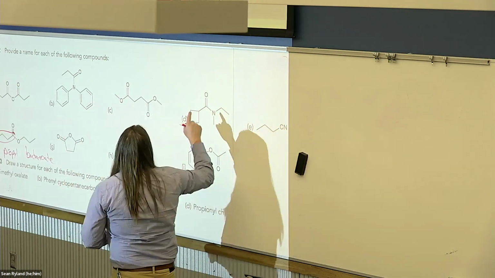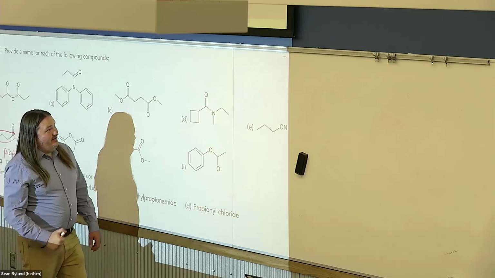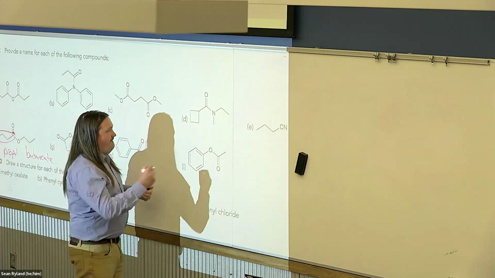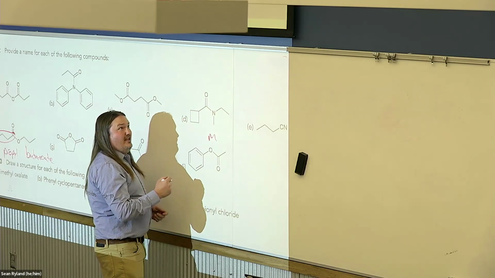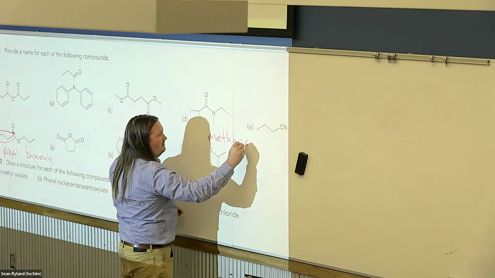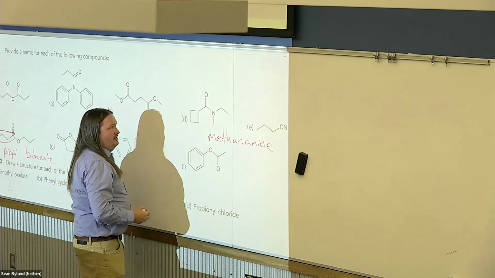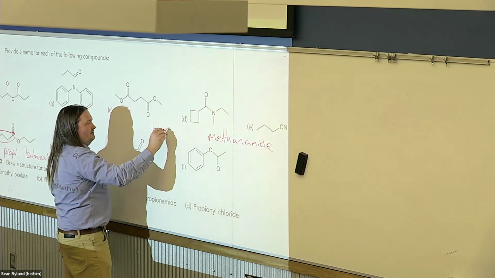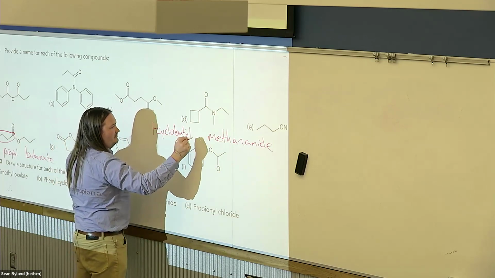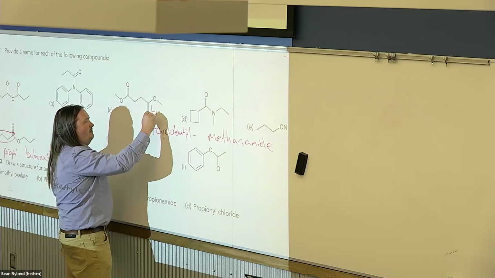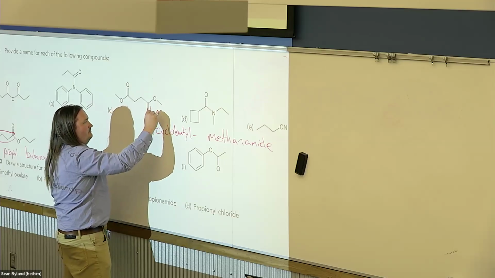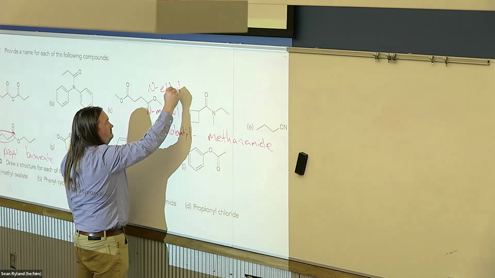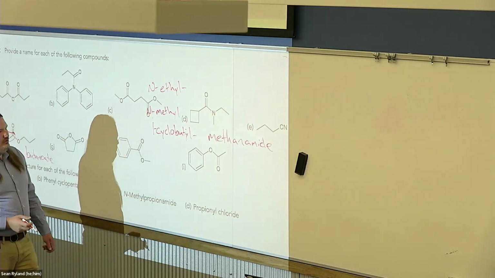Carboxylic. Not a carbaldehyde because it's an amide, right. Carboxylic. So I would actually name this as methanamide. So it's gonna be 1-cyclobutyl, N-methyl, N-ethyl. N-ethyl, N-methyl, 1-cyclobutyl methanamide.